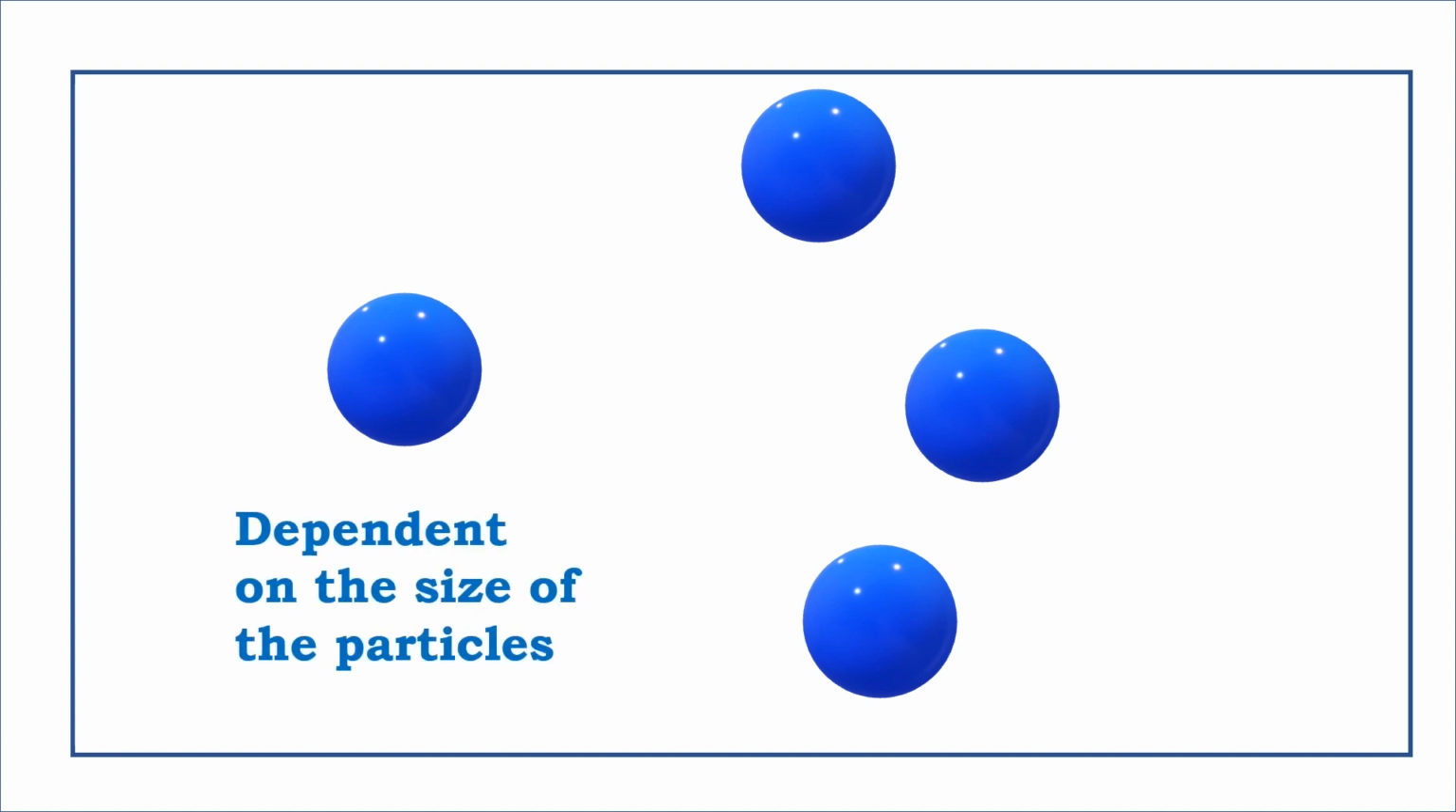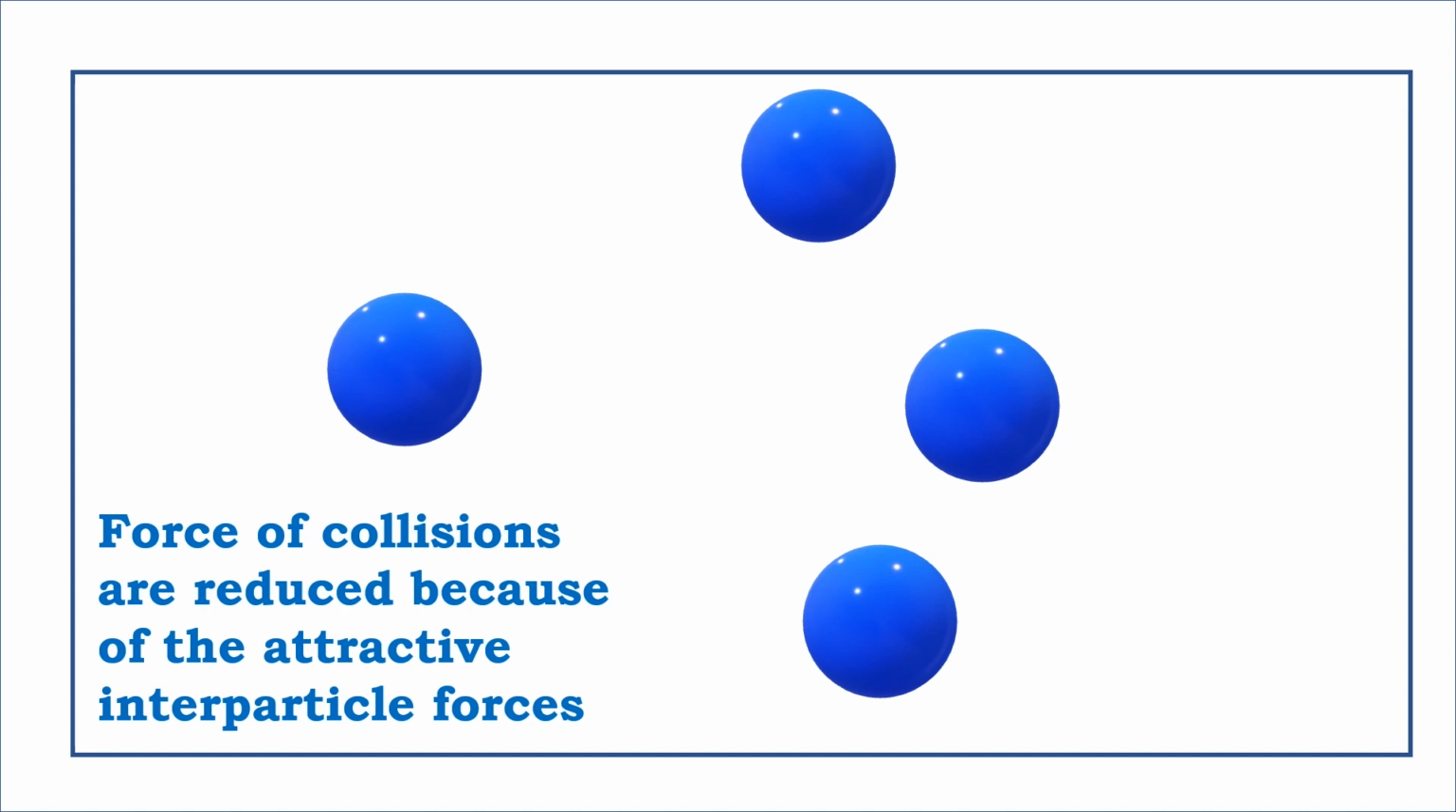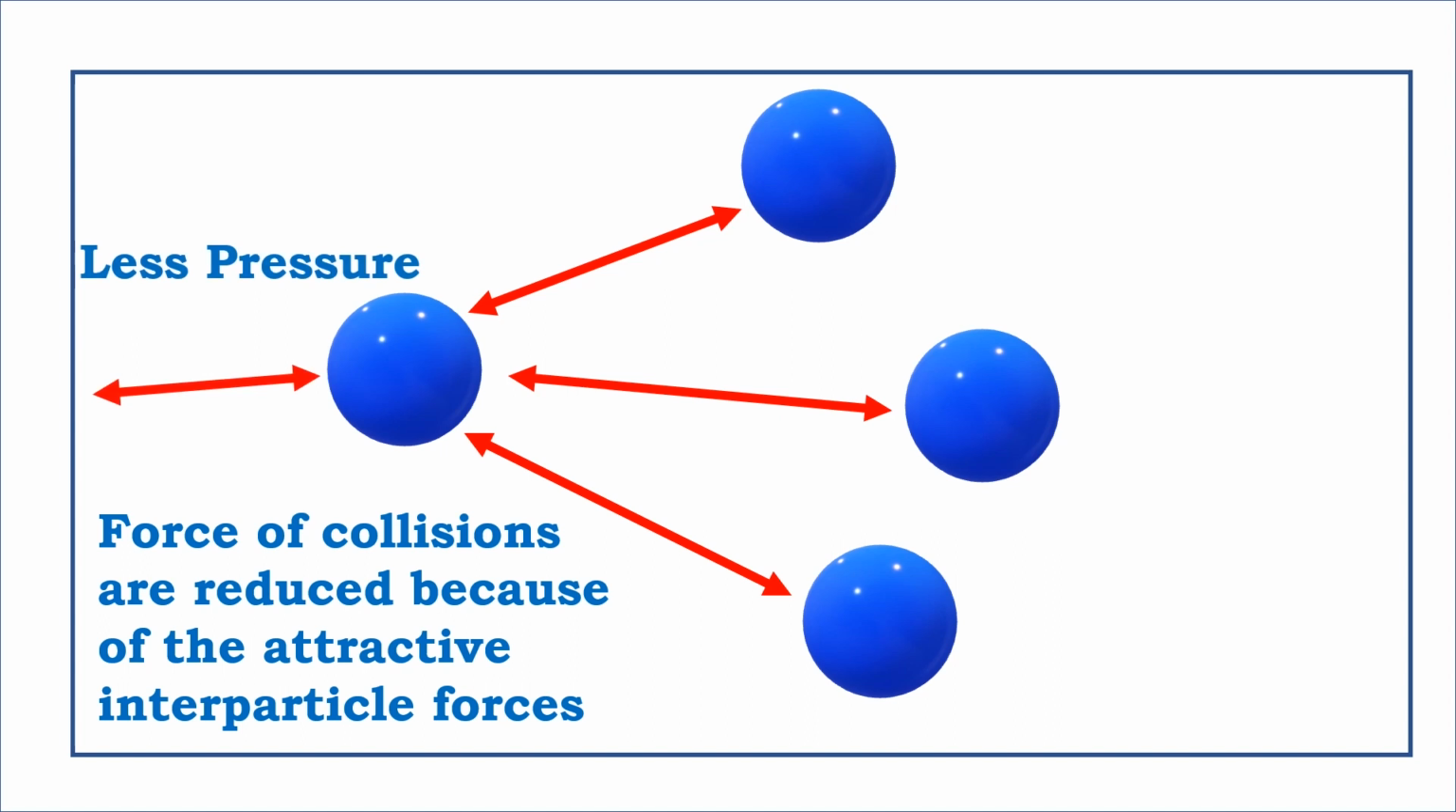Since the gas is now restricted to a smaller volume, the volume must be corrected, and this is dependent on the size of the particles. The particles are taking up space too. Next, the force of the collisions are reduced because of the attractive interparticle forces. This includes collisions with the wall of the container, thus less pressure. There needs to be a pressure correction.